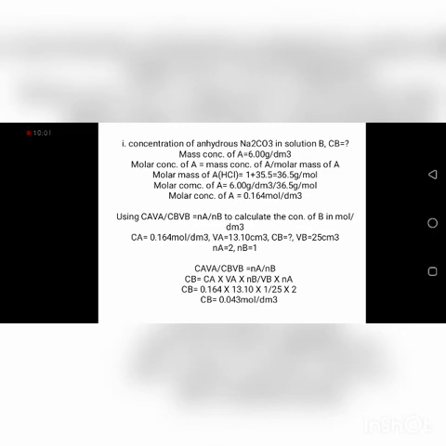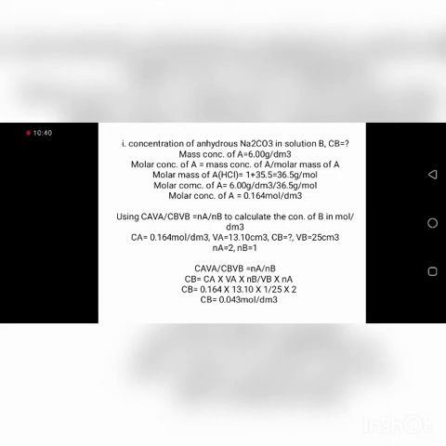The concentration of B, the base, in moles per dm cube is unknown. The mass concentration of A, which we are given in the question, is 6 grams per dm cube. So we will now convert this mass concentration of A to molar concentration of A, using this formula: molar concentration of A is equal to mass concentration of A over molar mass of A. Since A is HCl, we calculate the molar mass of HCl, which is H is 1 plus Cl is 35.5, giving us 36.5 grams per mole.